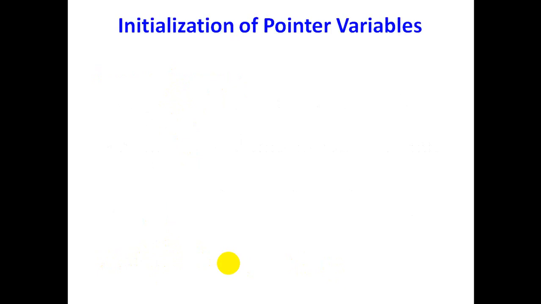Next we will see initialization of pointer variables. First I have taken two variables i and p1. Here p1 is a pointer variable. How do we tell p1 is a pointer variable? Because this p1 is represented with the asterisk symbol. And this i is an integer variable, and both i and p1 are of int data type. Here I have assigned the address of i to the pointer variable p1.